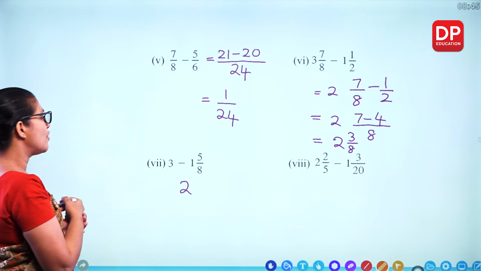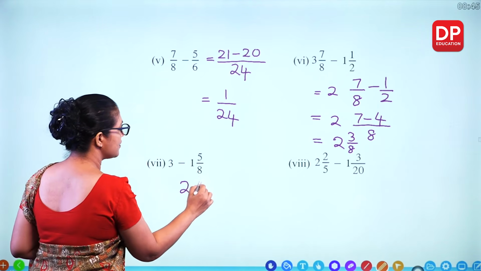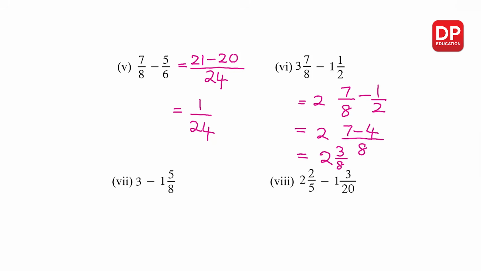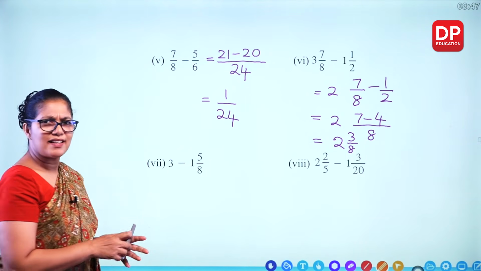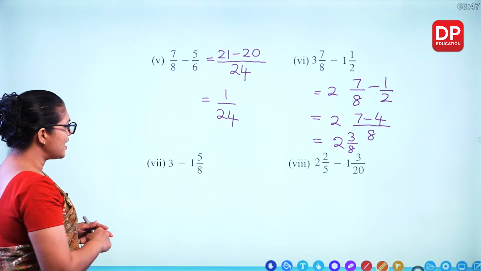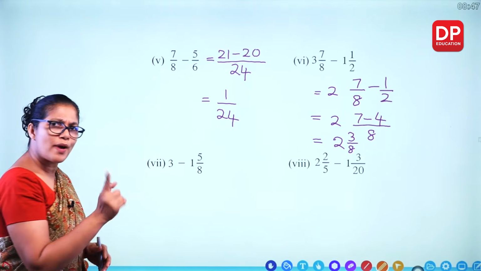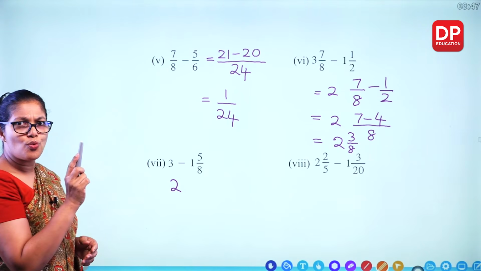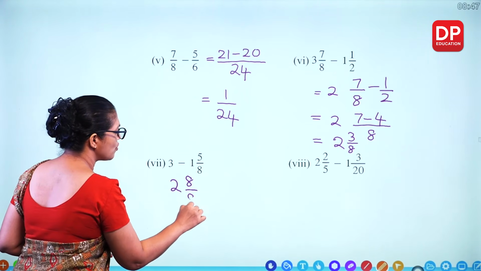So then what do you do? You get 5 over 8. Now look at this one. Can we write 3 minus 1 and here you get a minus sign. So what do you do? We can take 3 as 2 and 1. So 2, I can write 3 as 2 and 1, I can write 8 parts out of 8.